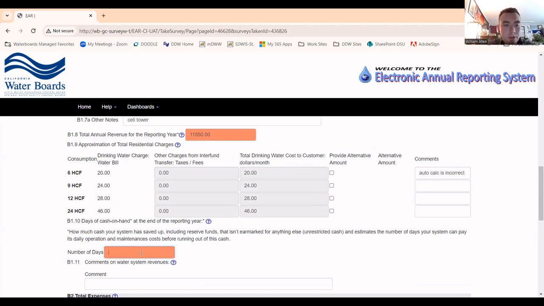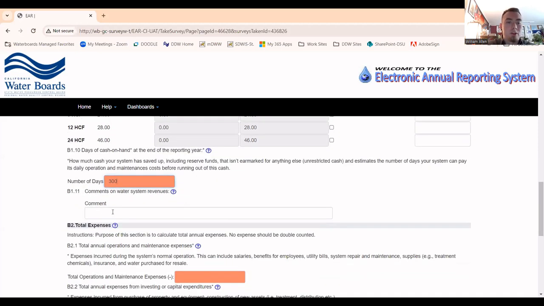So after B1.9, we're going to be asked what the number of days of cash on hand is for your water system. Now, this isn't a monetary amount. This is literally the number of days that your water system has to pay for all of its infrastructure until it can no longer pay it.